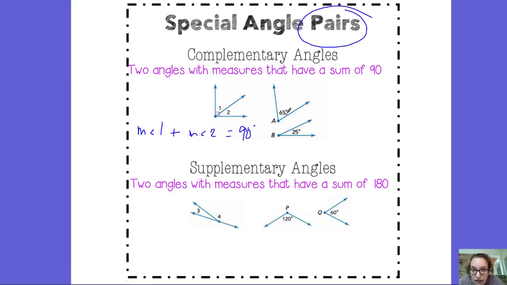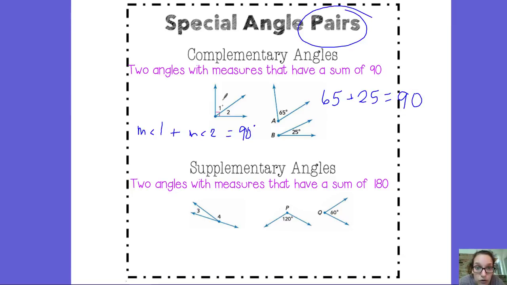The second situation, we have angle A and angle B. 65 degrees plus 25 degrees equals 90 degrees. So angle A and angle B are also complementary, even though in the first situation, these two angles are touching. We're going to learn a vocab word next time called adjacent. These are adjacent. These are non-adjacent. They're not touching. Do you see that gap between them? They don't have the same vertex. This angle has vertex A, and this angle has vertex B, but 65 plus 25 still equals 90. So these angles are also still complementary.